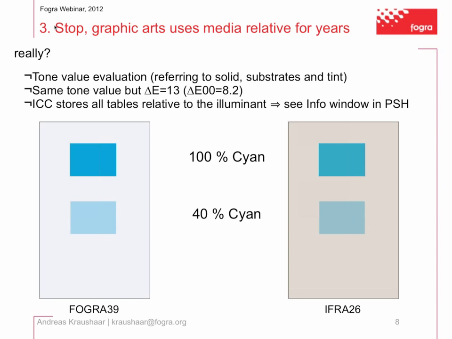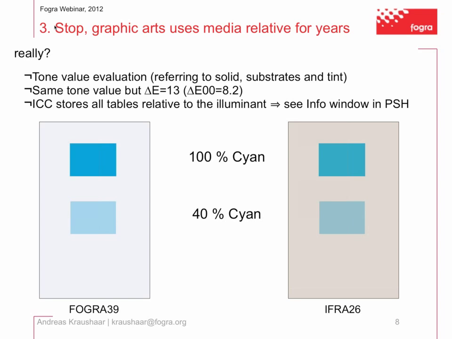But the concept of tonality: when you see images side by side in isolation, and the tone value reproduction is matched, then the color appearance is quite similar, and that dates back to the work of Hunt and before, where the different tone reproduction curves were studied. So the concept of media relative handling of color is already established.